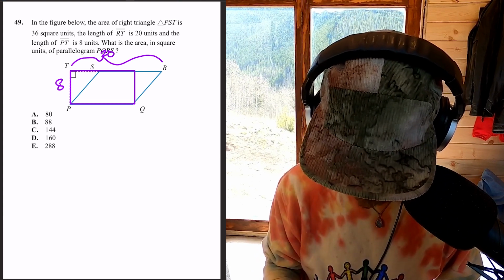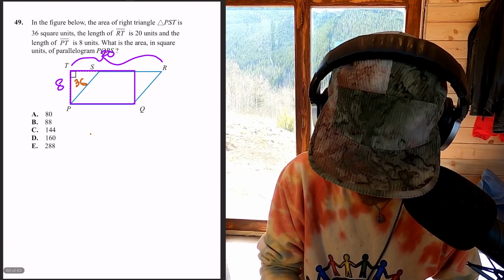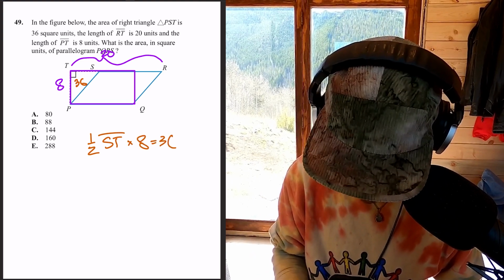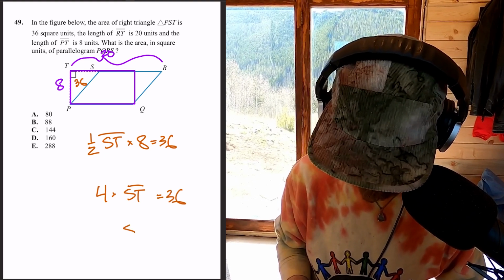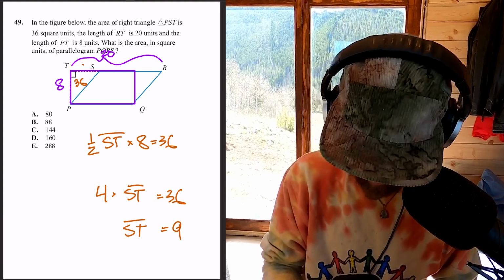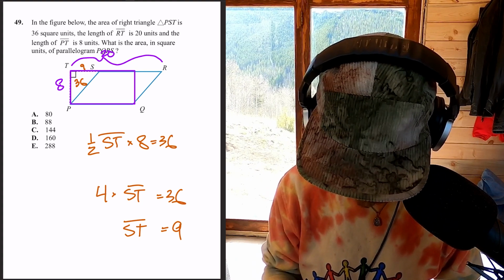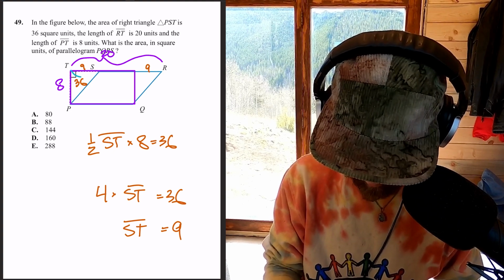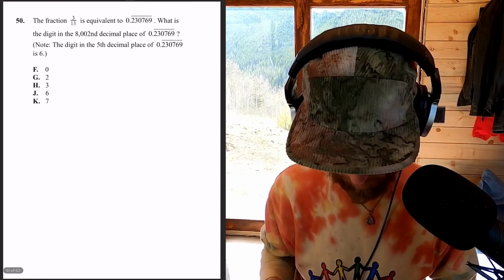Oh, then what do they say? The area of right triangle PST is 36. They're telling us that this is 36. So 1/2 of ST times 8 should equal 36. So 4 times ST equals 36. So then ST equals 9, sorry. So this right here is 9. So therefore 8 times whatever 20 minus 9 is, which is 11. 11 times 8 is 88. Okay, I've got 4 minutes left. Are we going to get through it all?